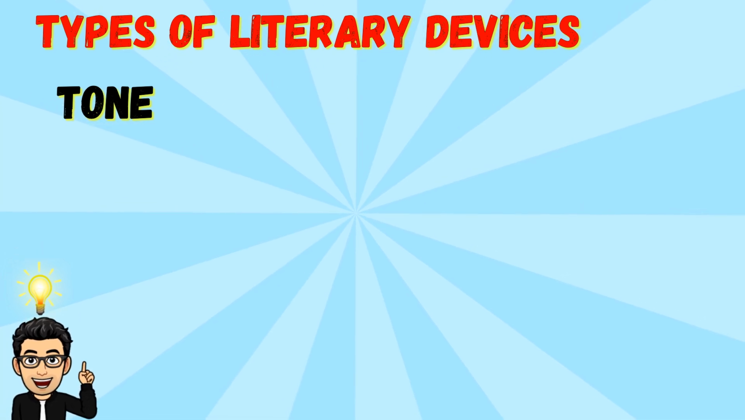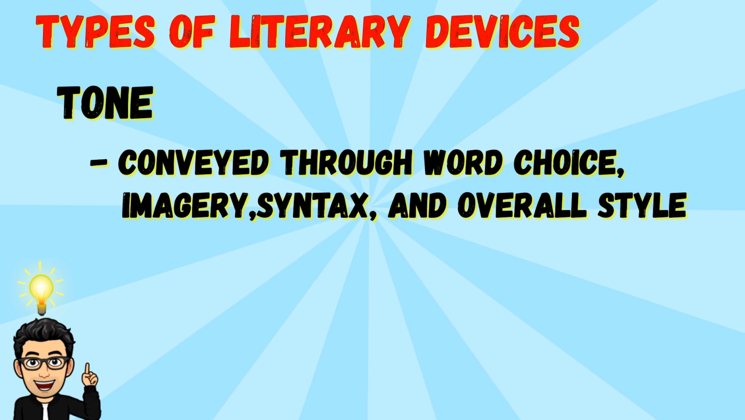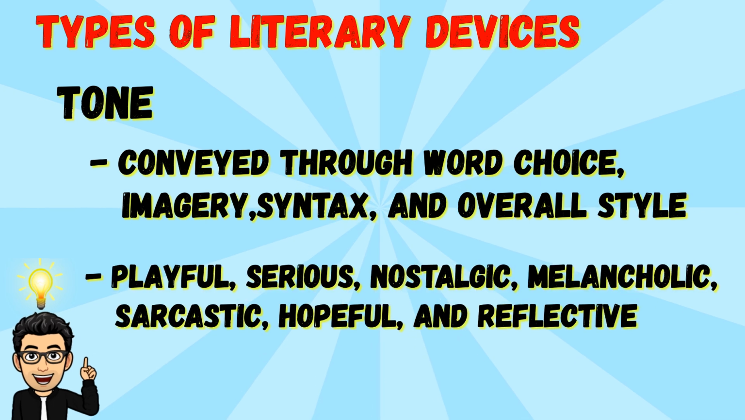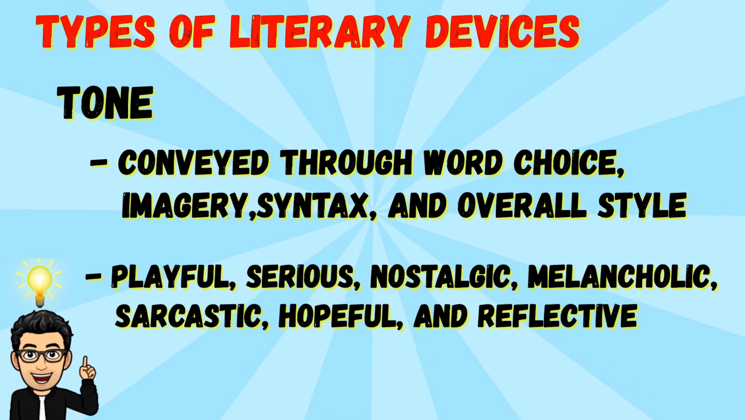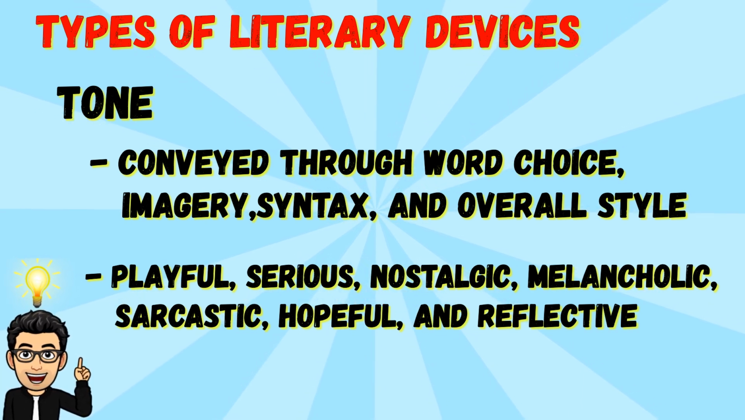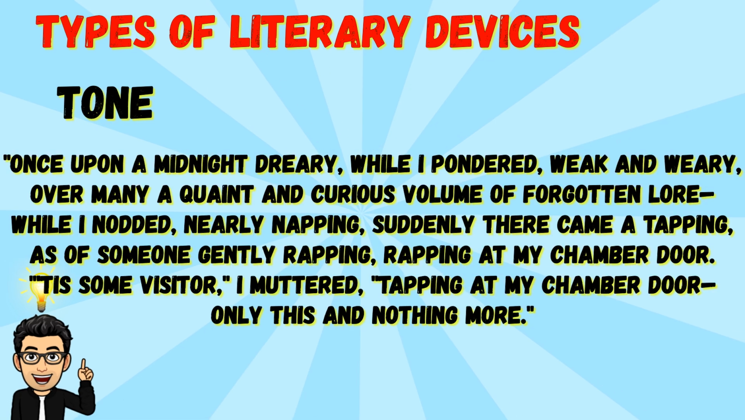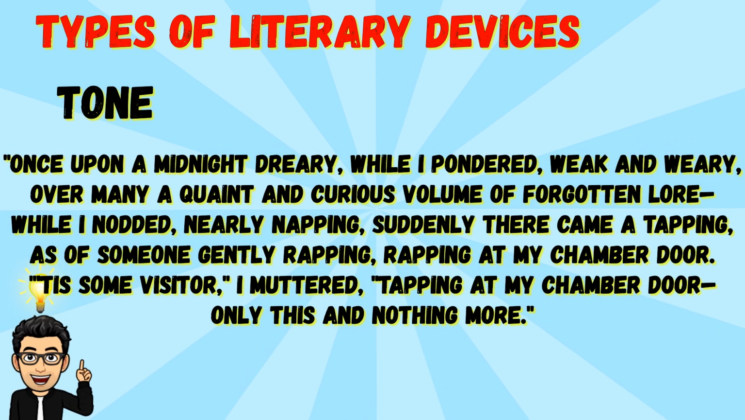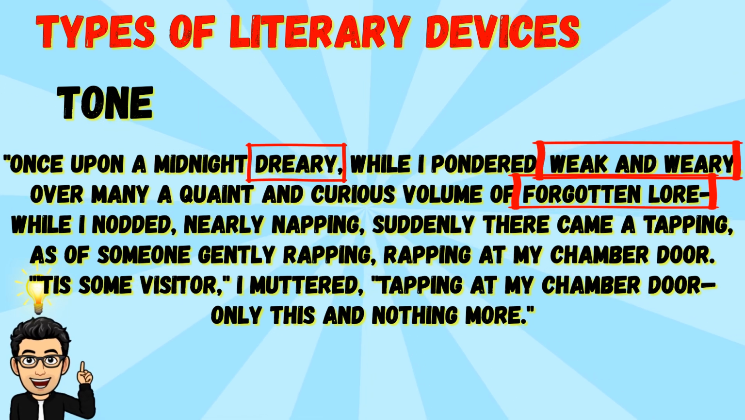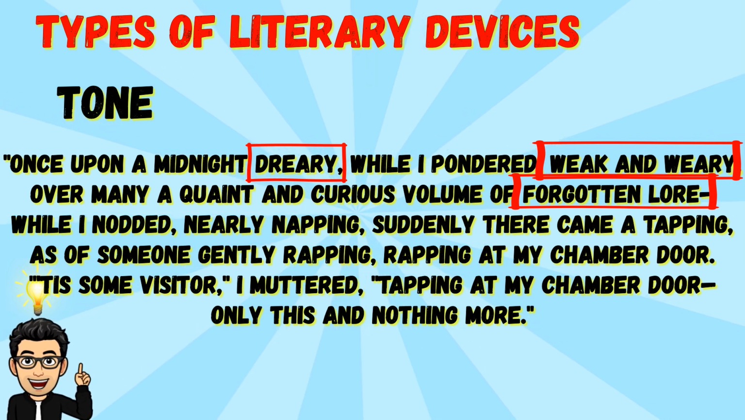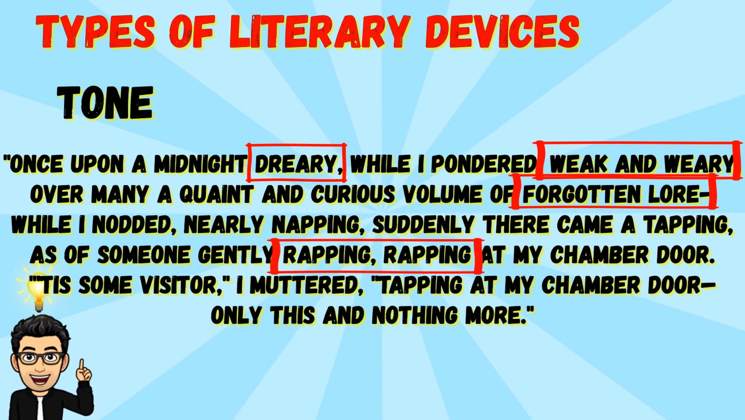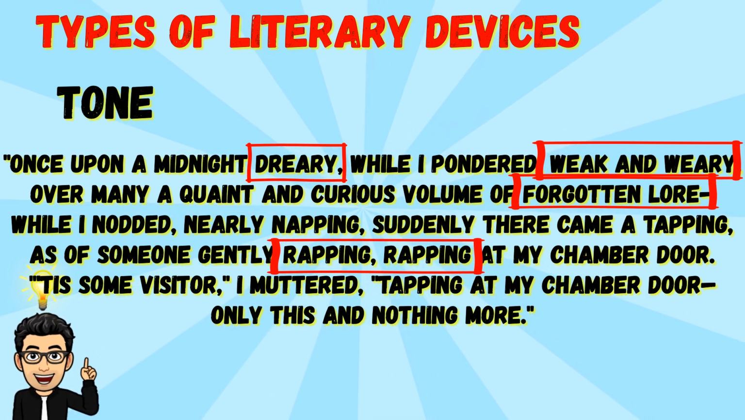Next is tone. Tone can be conveyed through word choice, imagery, syntax, and overall style. Common tones in poetry include playful, serious, nostalgic, melancholic, sarcastic, hopeful, and reflective. Here's an example of tone from Edgar Allan Poe's poem The Raven. The tone in this excerpt is dark, melancholic, and ominous. Poe's choice of words like dreary, weak and weary, and forgotten lore sets a mood of despair and foreboding. The repetition of rapping also adds to the sense of unease, contributing to the overall tone of gloom and mystery that pervades the poem.